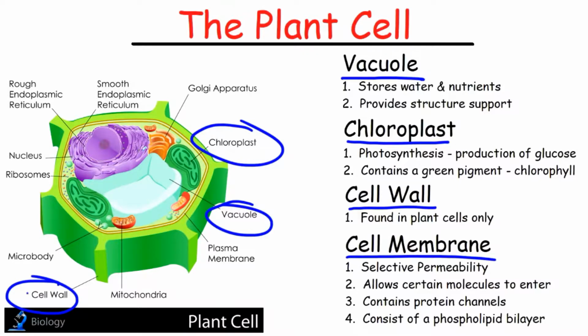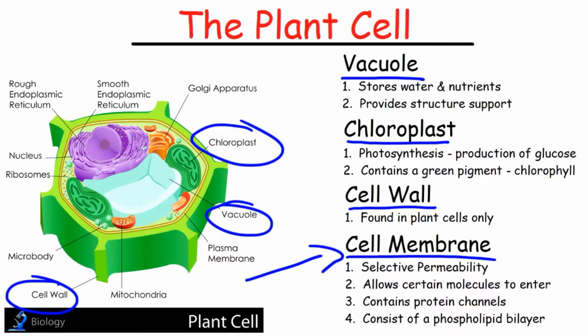Now, both the animal cell and the plant cell, they both contain a cell membrane. The cell membrane consists of a phospholipid bilayer, and it has a property known as selective permeability, which means that it allows some things to enter while preventing the passage of other things from coming into the cell. And it has these protein channels.